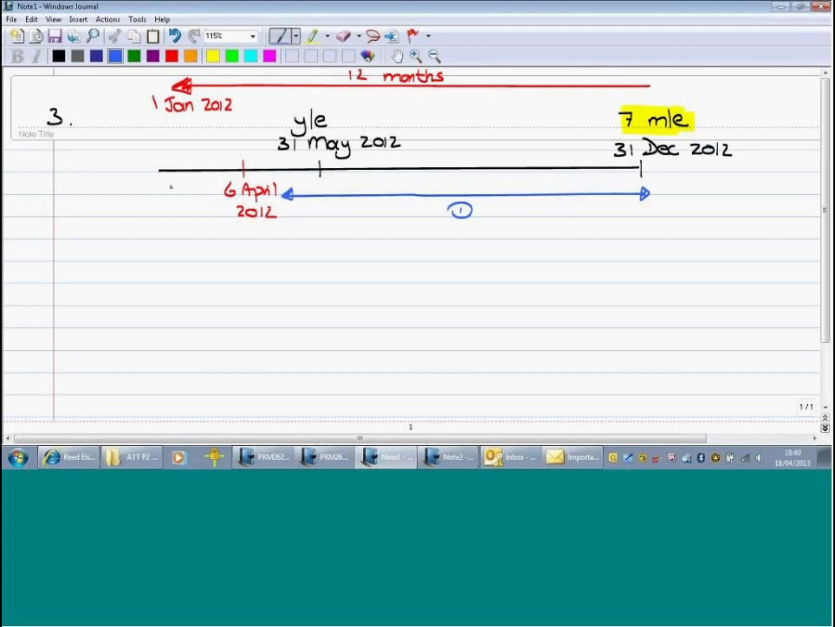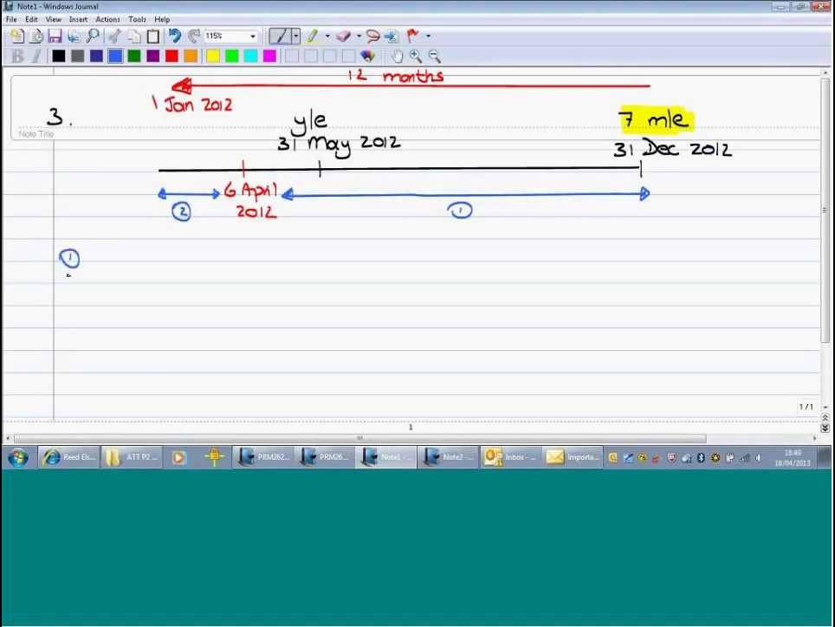And then a second calculation goes all the way back to the 1st of Jan 2012 up until the 6th of April, i.e. that's going to be a second calculation. If either of these calculations end up with a positive number, then we count it as nil in our terminal loss calculation, and that's why this split is important.